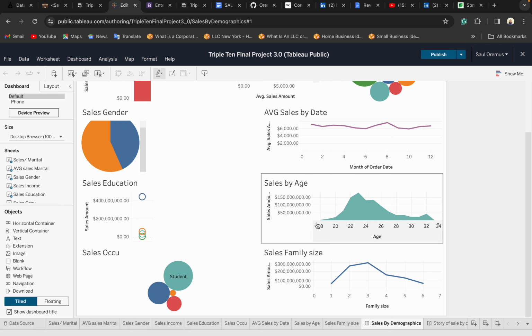As we see in the next graph, the average sale by age is lowest at 19, 20 and 21, gets a little higher, and peaks around 22, 23. 24, 25 is still pretty high, and then it starts to go gradually back down into the high 20s and early 30s.